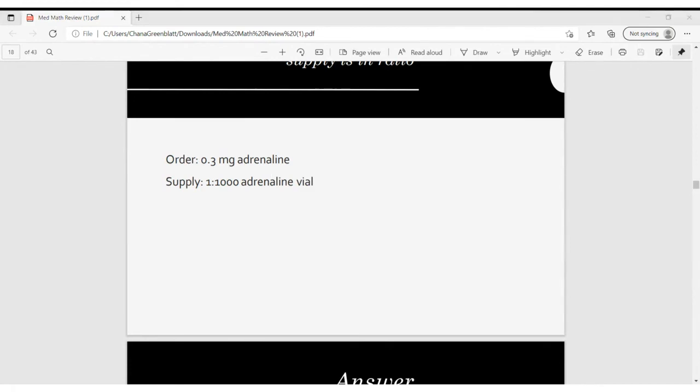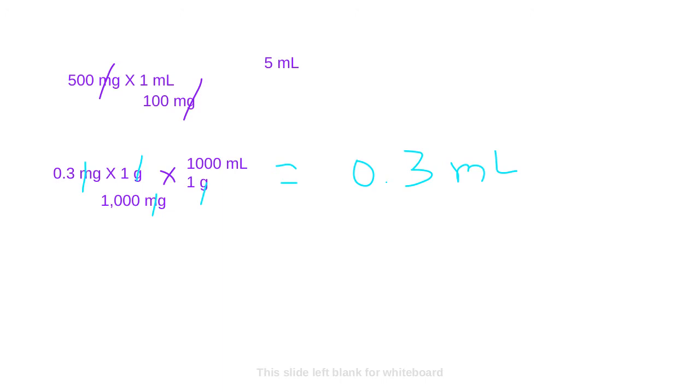So following dimensional analysis, I put it all together and lined it up that way. I said, if what I want is 0.3 milligrams, I'm going to multiply that by 1 gram over 1,000, because the ratio that they gave me is in grams.